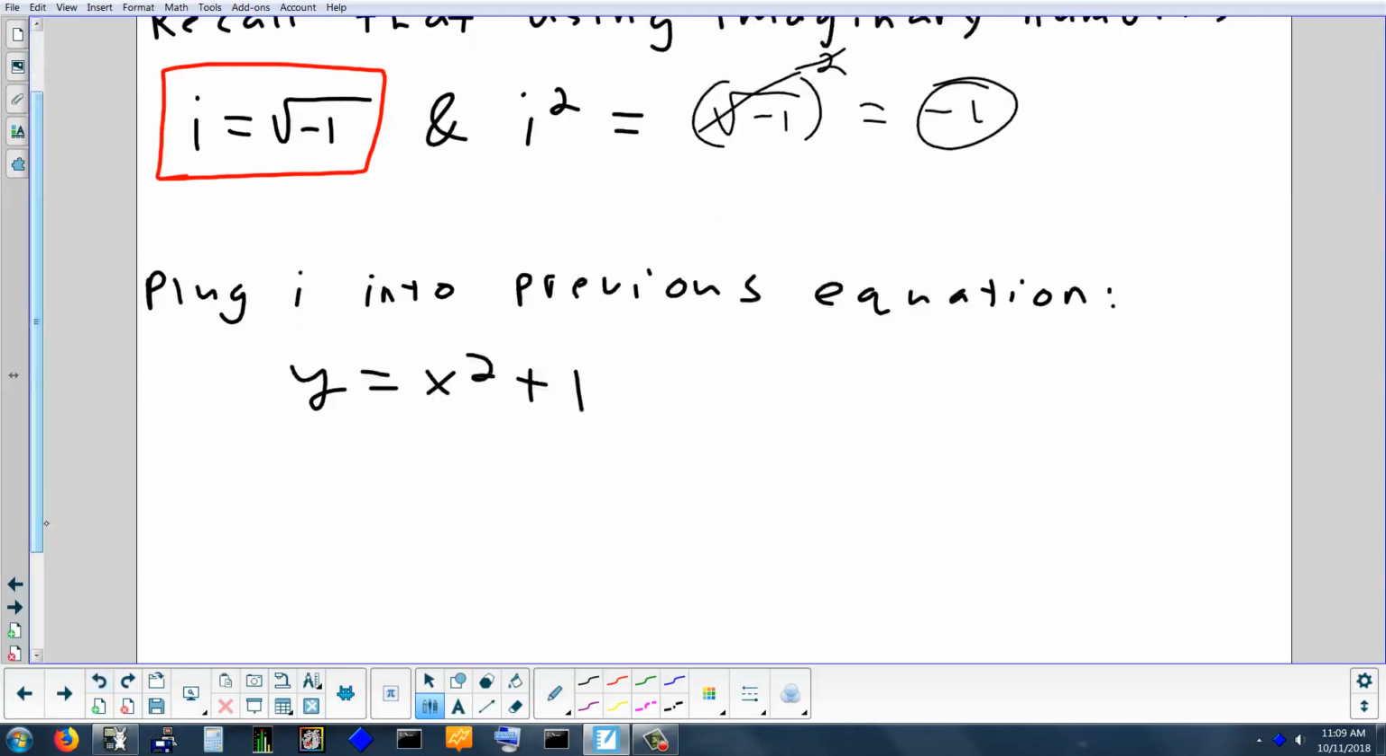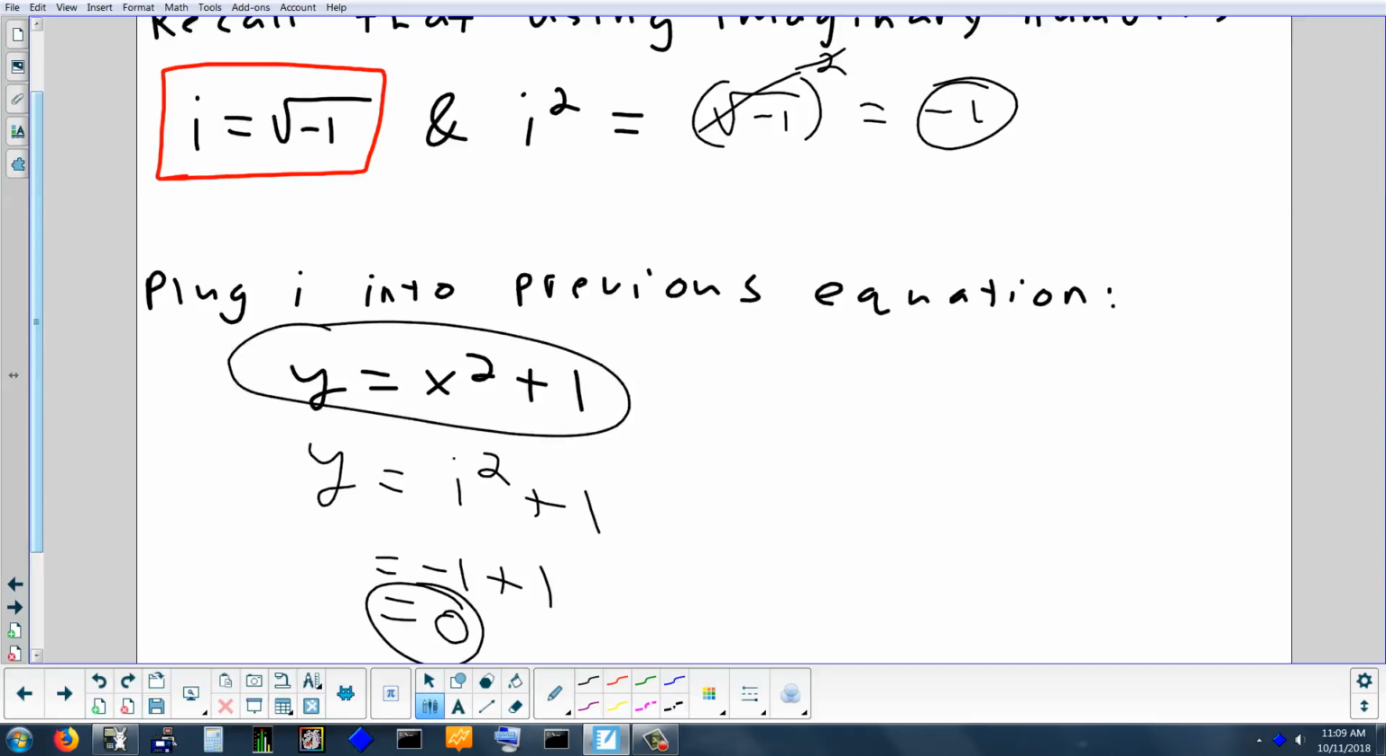So let's take i and plug it into the problem we just had and watch what happens. I'm going to plug in i in place of x, and when you do i squared, what did we just say you get? Negative 1. And negative 1 plus 1 gives me 0. So that means i is a root of this equation. It's one of the roots.